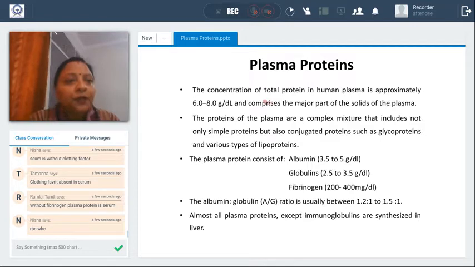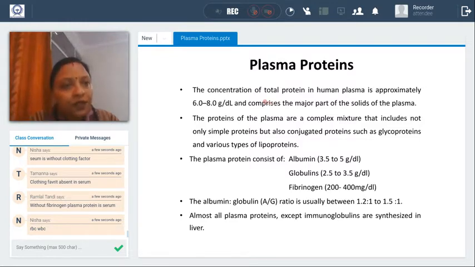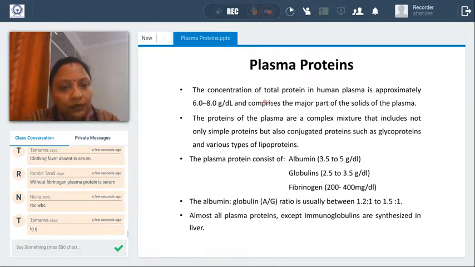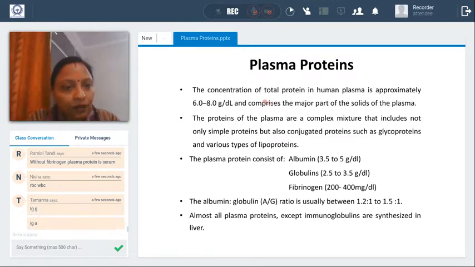Almost all plasma protein except immunoglobulins are synthesized in liver. This is the important line. Please write the examples of immunoglobulins. You might have studied in microbiology. Please name some immunoglobulins. Yes, IgG, IgM, IgA.